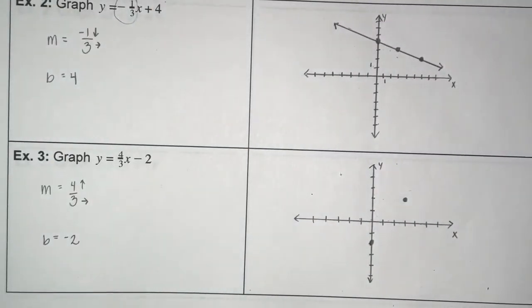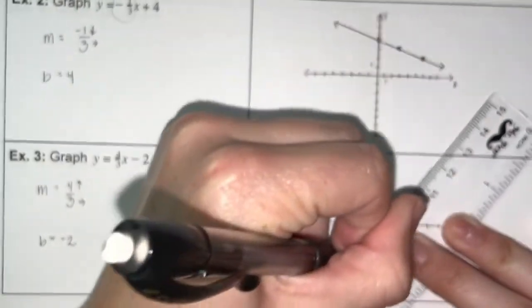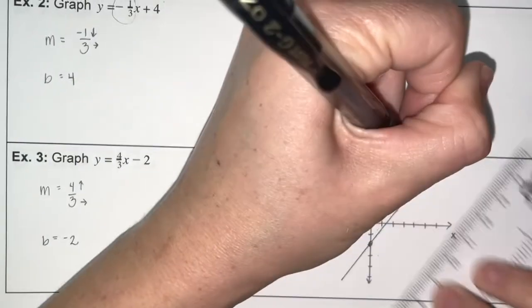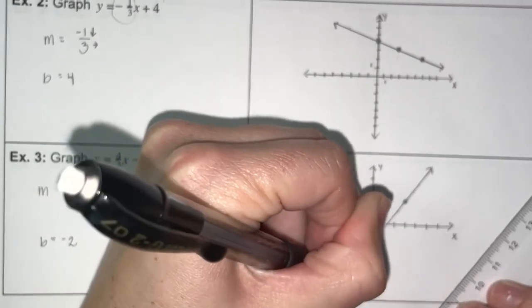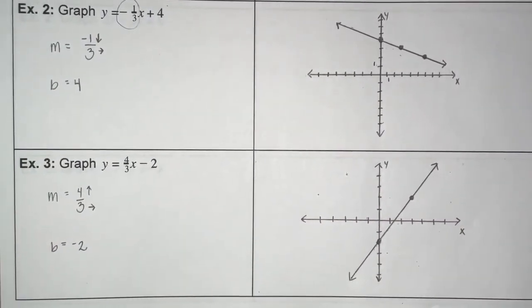And then I'm just going to go ahead and connect those 2 points. So when you draw your line, make sure it extends through both points, and then I finish it off with a couple arrows because that line is going to continue on forever.